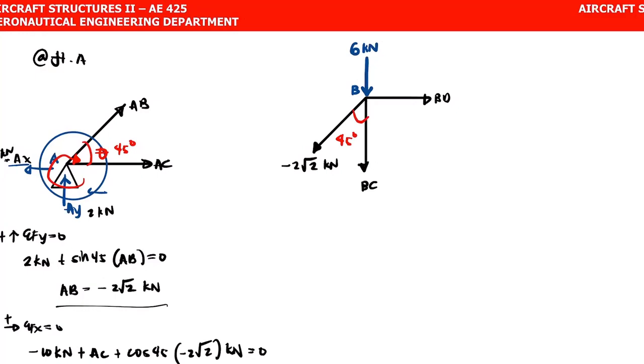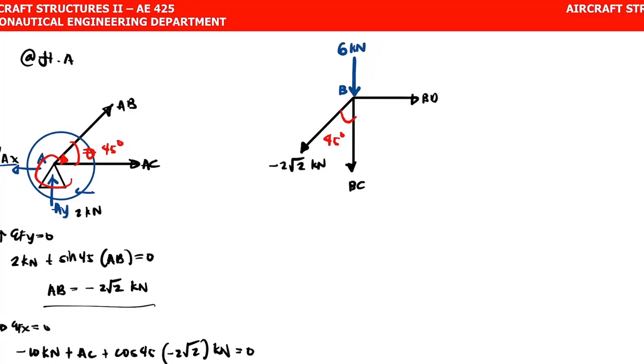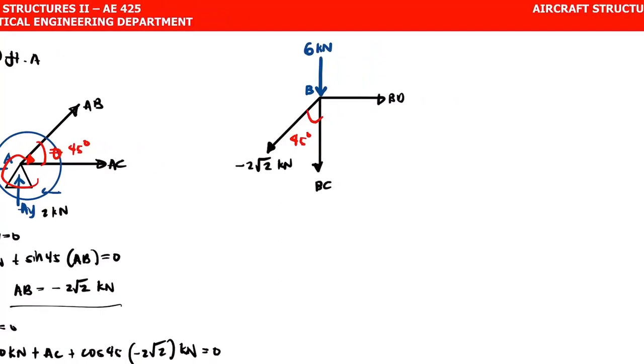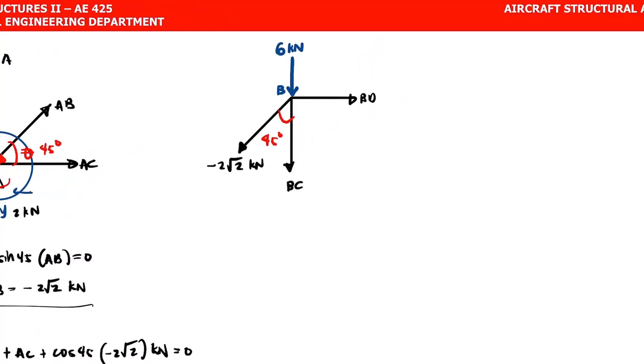So, anong unahin natin? X or Y? Okay, so pwede nating gawin is pwedeng X, pwedeng Y. Okay? Okay, summation forces X is equal to 0. Going right is positive. We have BD. Okay, minus sine 45 negative 2 square root of 2 kilonewton. Okay, negative siya kasi going to the left is equal to 0. And BD is equal to negative 2 kilonewton.